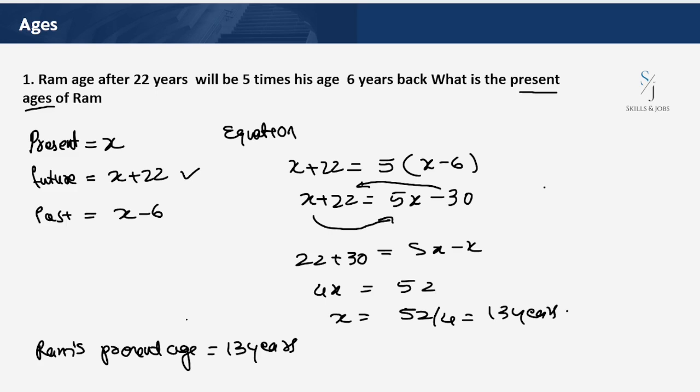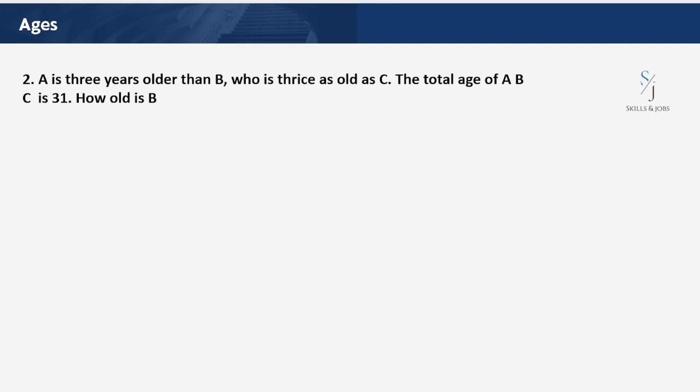Okay, so it's very simple. The challenge here is formulating this equation. If you formulate this equation, it is just a normal calculation. Okay, so read the question thoroughly. A is 3 years older than B, who is twice as old as C. The total age of A, B, C is 31. How old is B?